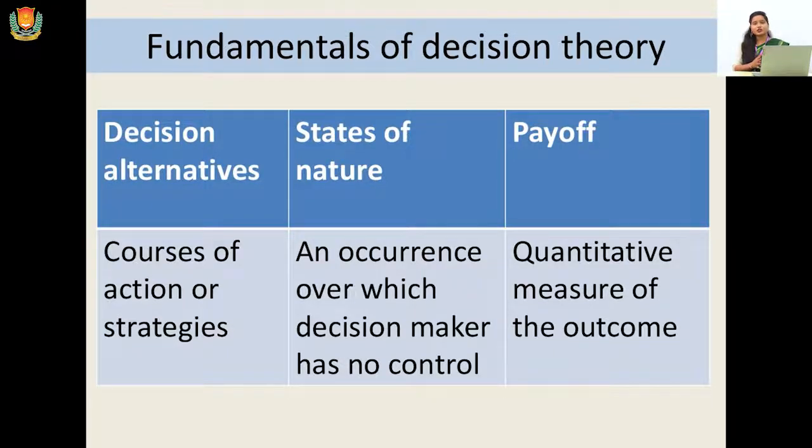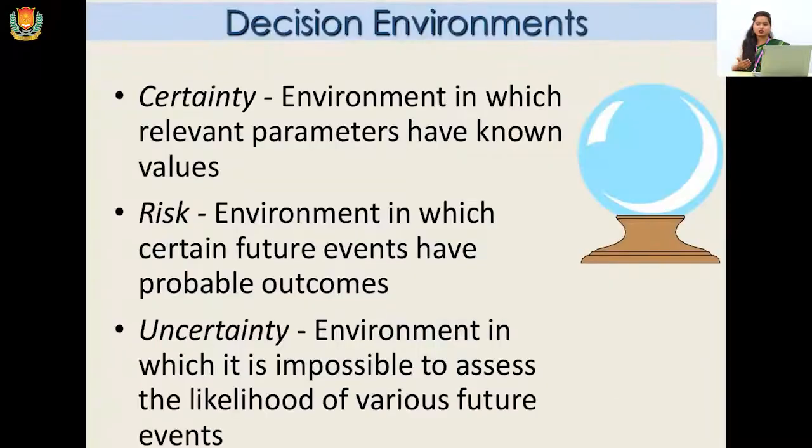Then the second one is the state of nature, on which the occurrence of any particular event or any kind of circumstances can happen, and the decision maker does not have any kind of control over it. So by that measure also our decision alternatives can get changed. And the third one is our payoff, which is the quantitative measure of the outcome that will give you the benefits or the results.